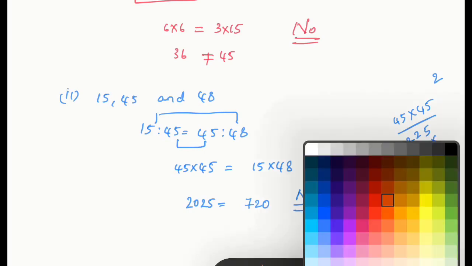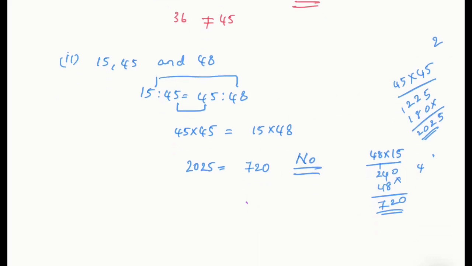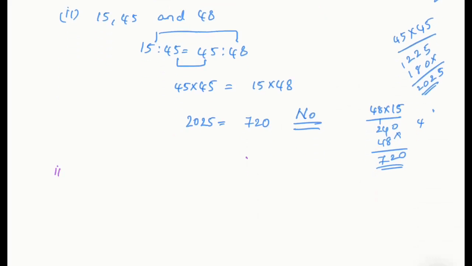Now coming to the next question. Third sub question. 6, 12 and 24. 6 is to 12 equal to 12 is to 24.